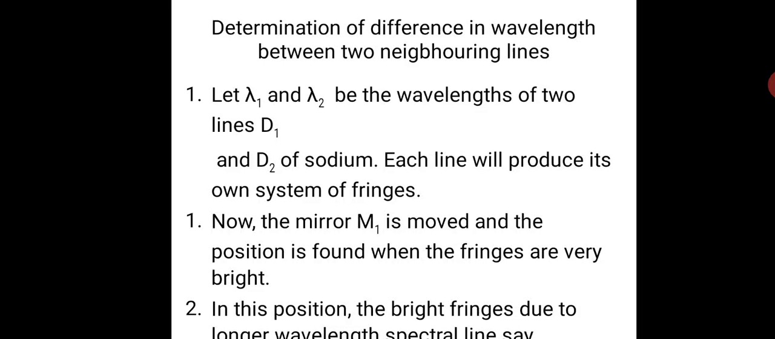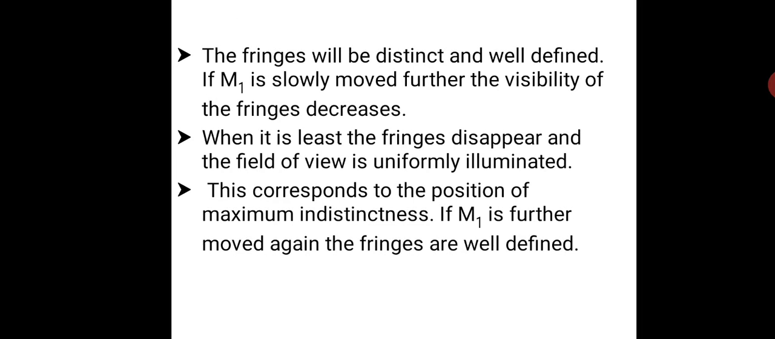M1 is moved and the position is found when the fringes are very bright. If the fringes are very bright, we can get a longer wavelength of the spectrum. The fringes will be distinct, as the fringes are in superposition of lines. Then when the mirror M1 is moved slowly, the visibility of the fringes decreases.